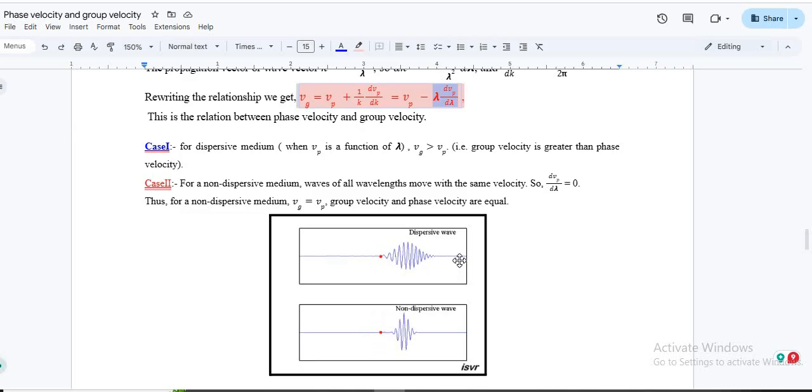Now here is a graphical representation. The GIF file shows the wave representation in a dispersive medium. The spreading of the wave is much lesser than in the non-dispersive case. So when Vg is greater, obviously this has a broader area than in the non-dispersive medium. Just a simple comparison.